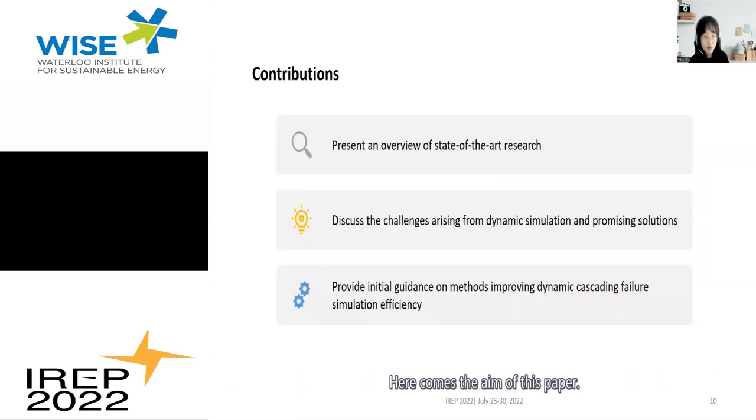Here comes the aim of this paper: to provide an overview of the existing work on dynamic modeling of cascading failures, and to identify the main challenges arising from dynamic simulation and also the promising solutions to help overcome these limitations. After this, initial guidance on the selection of internal parameters is provided to enhance simulation efficiency.